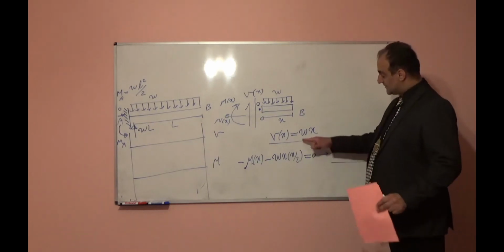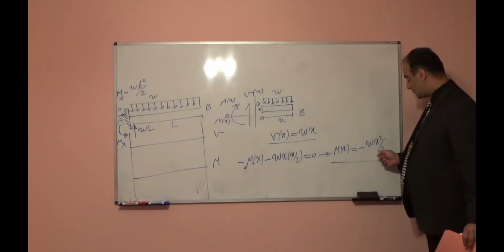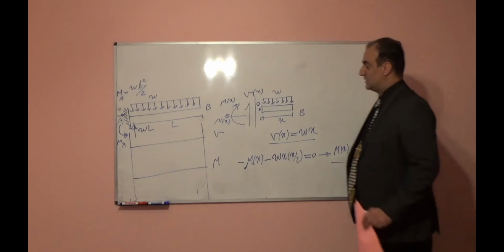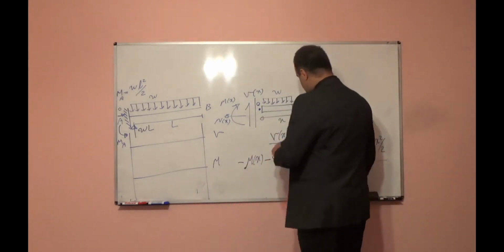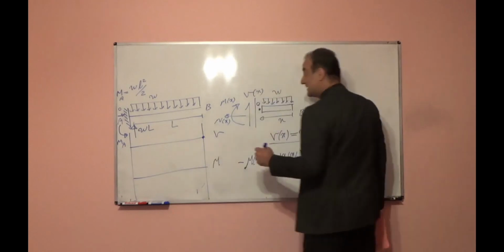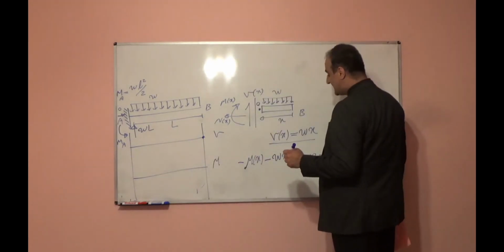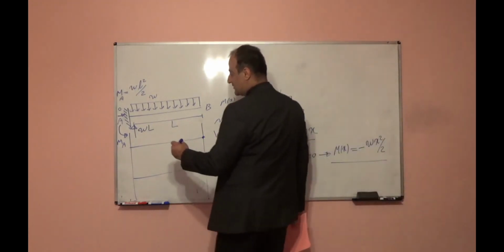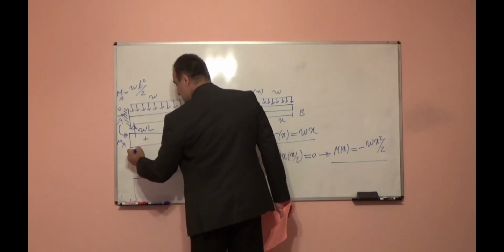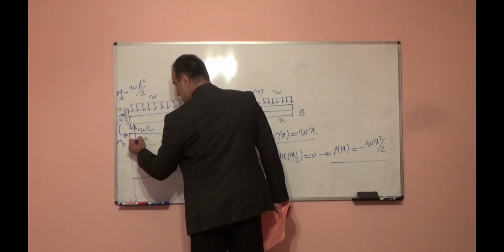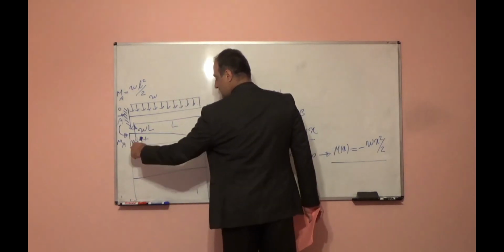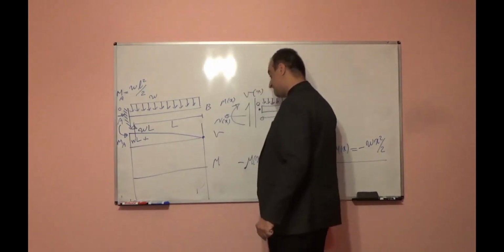This is a line equation, and this is a parabolic second order curve shape. So at x equal to 0, if you plug in here, meaning point B, shear is 0. At x equal to L, the shear force is WL. So if you attach them, this will be the shear force diagram, one triangle. This is Wx and this is 0.